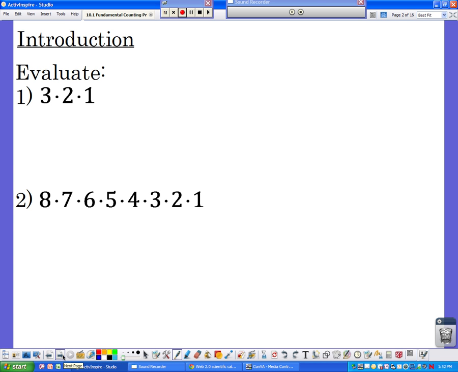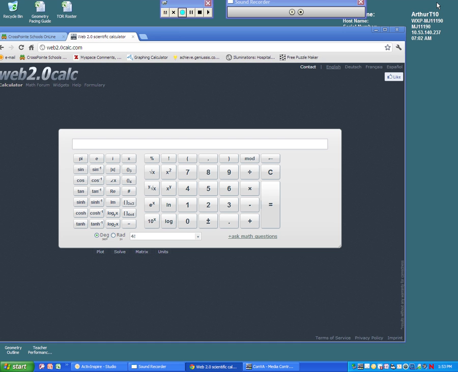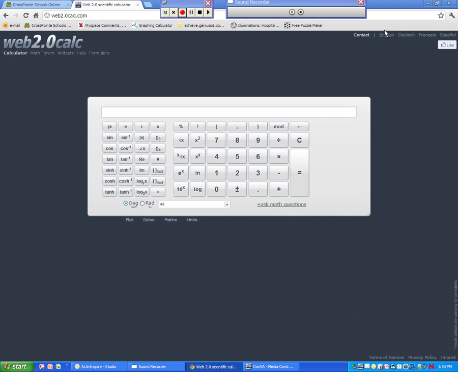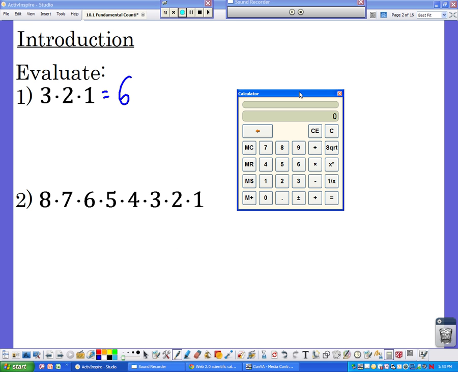Take about 10 seconds and use a calculator to calculate these real quick. The first one's really easy: 3 times 2 times 1. 3 times 2 is 6, 6 times 1 just gives you 6. For the next one, let's use our calculator. This is 8 times 7 times 6 times 5 times 4 times 3 times 2 times 1, and you find out that the answer is 40,320. Pretty easy.